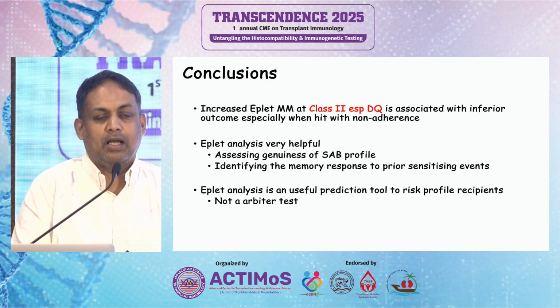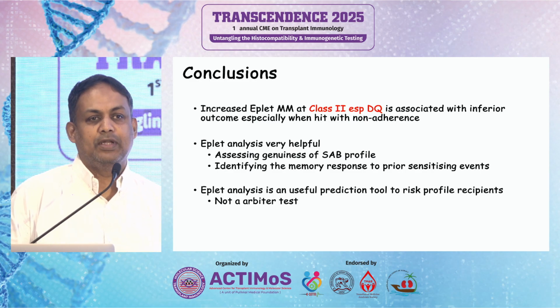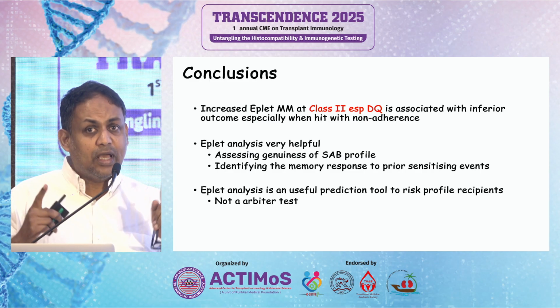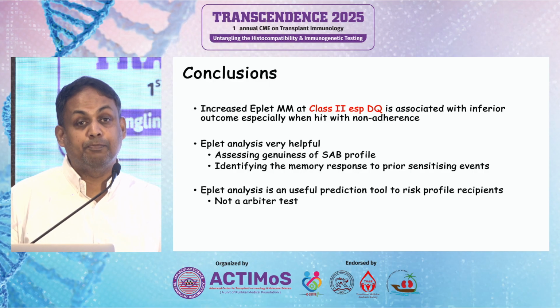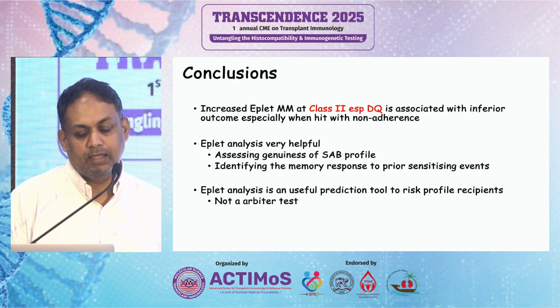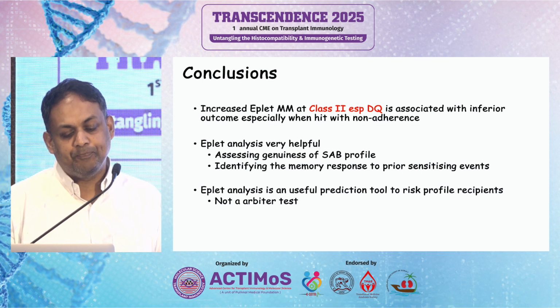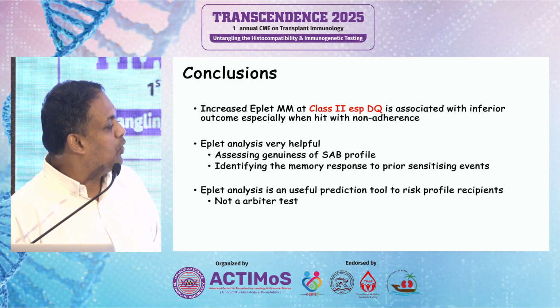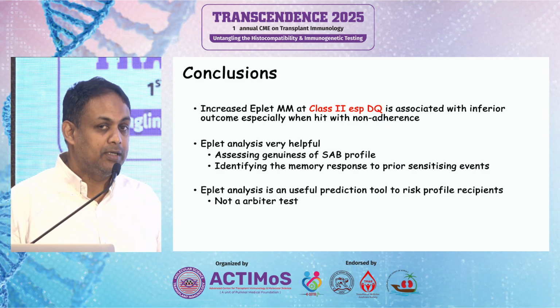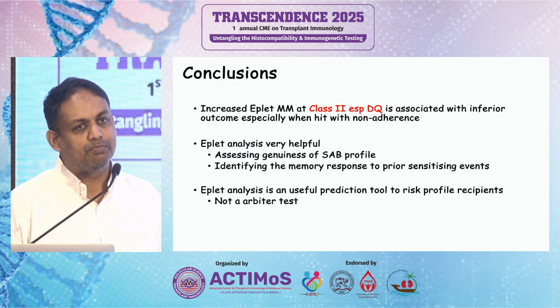Suppose some people come for decreasing immunosuppression due to financial reasons or something. I think there you can use this tool for tailoring your immunosuppression, as long as they are not in a high-risk population where you cannot play with it. And second, it gives life to your single antigen profile and tells you how much memory you have to cross in your future transplant. So at the end, it is not an arbitrary test. You can give some sort of risk profiling.